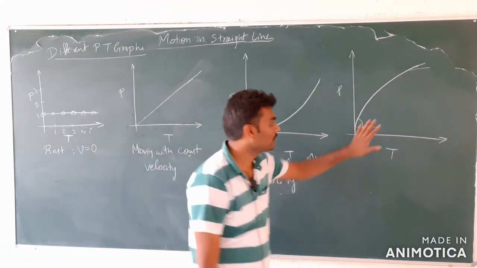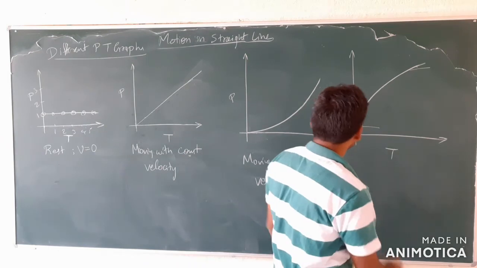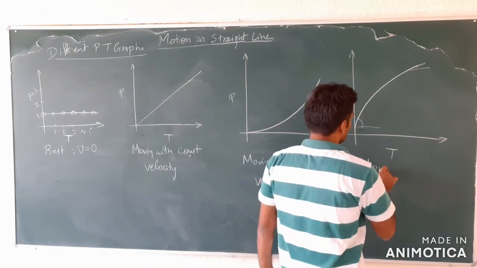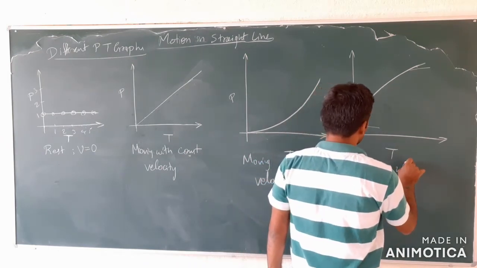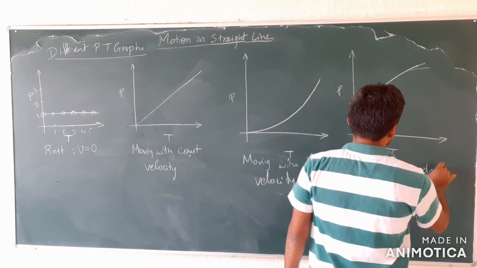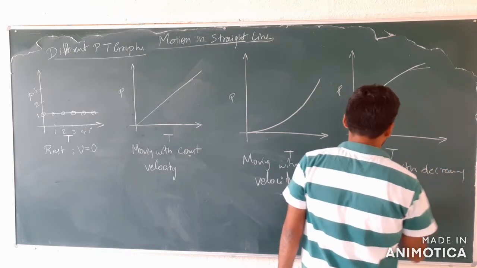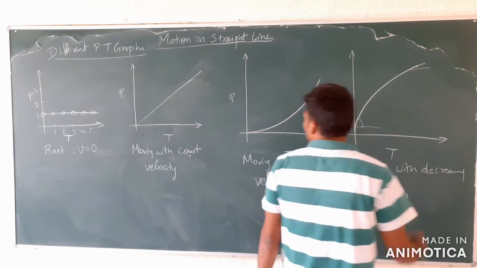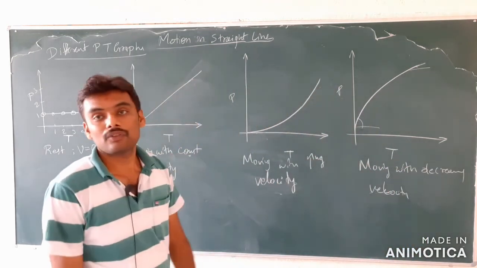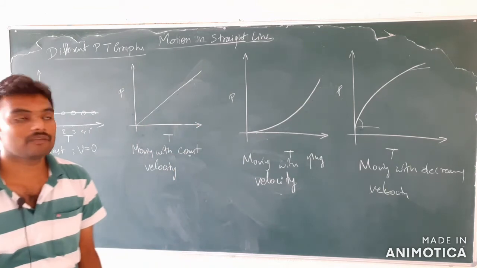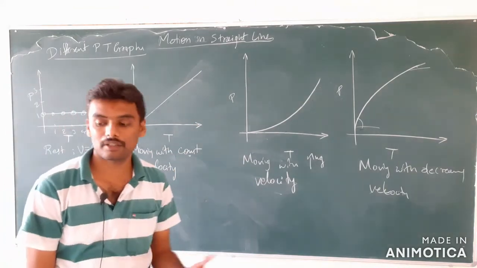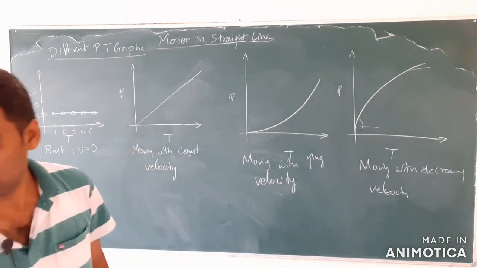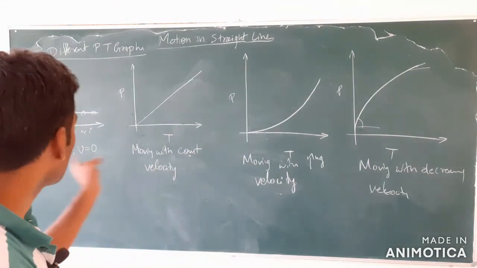which means the body is moving with decreasing velocity, right? So this is the PT graph where the body is moving with decreasing velocity. Okay, we'll take a few more graphs, analyze them in the next session, and afterwards we'll go for the other kind of graph. Just go through them, these are very important.